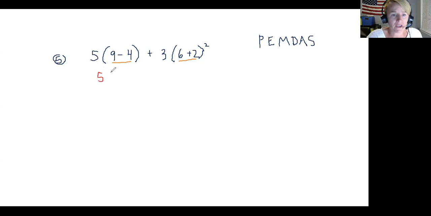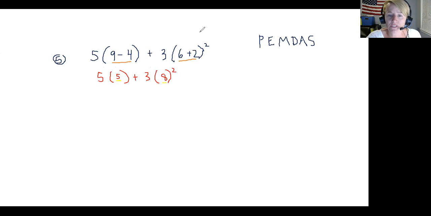So I'm going to have a 5, a parentheses. 9 minus 4 obviously is 5. Copy down my plus sign, my 3. 6 plus 2 is 8. Going to keep that in parentheses and then copy down my squared. So I'm finished with parentheses because really there's nothing left to do here. There's nothing left to do in this one. There's nothing left to do in this one.